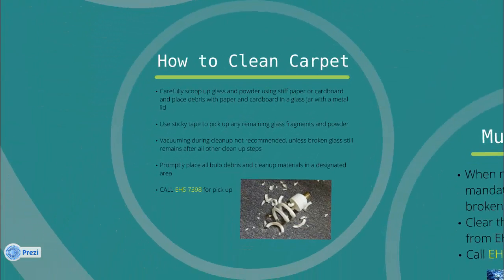The cleanup procedure for carpeting or rugs is the same procedure as mentioned before, but also keep in mind not to vacuum unless broken glass remains after all other cleanup steps have been taken. If available, you should vacuum the area where the light bulb was broken using the vacuum hose. After finishing, remove the vacuum bag and wipe the canister. Then seal the debris and any materials used during cleanup or used to clean the vacuum and place in a plastic bag. As mentioned before, place the bag in a designated area.